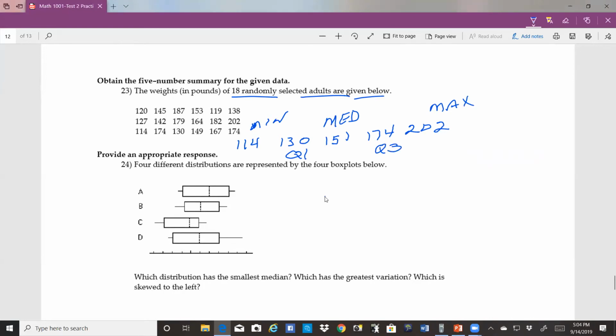Okay, number 24, four different distributions are given in the four box plots below. Which distribution has the smallest median? Well, the one with the smallest median is absolutely C.